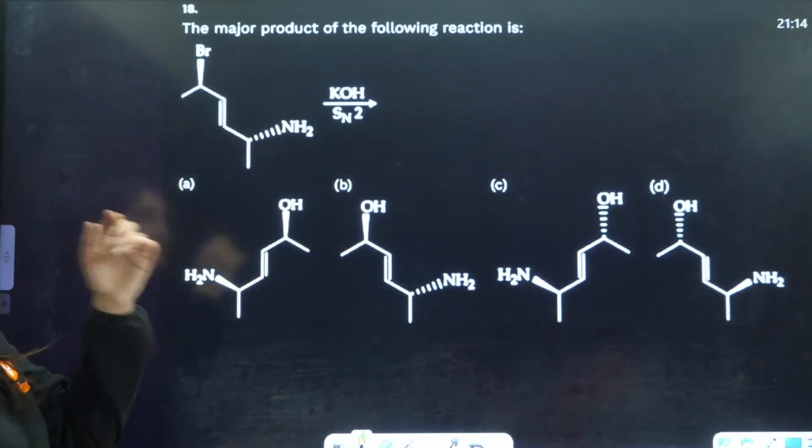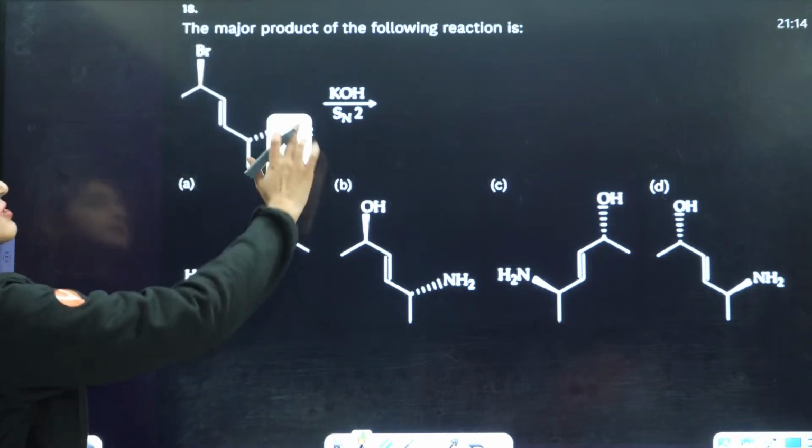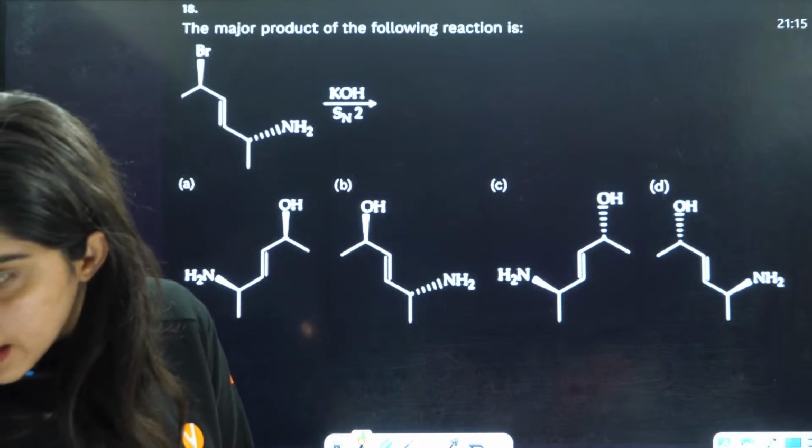Major product in this reaction. This is an SN2 reaction. Major product in this particular reaction is going to be, see, one is a double bond, one is this Br, one is this NH2. Which is going to be the major product here? A, B, C, D. Everything is mentioned here. Yes, students, which is going to show the major product? Anybody in the comment section?